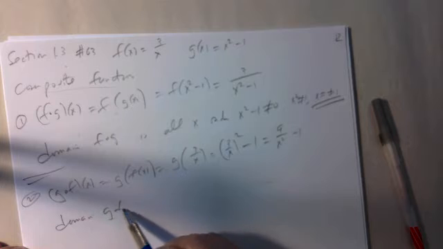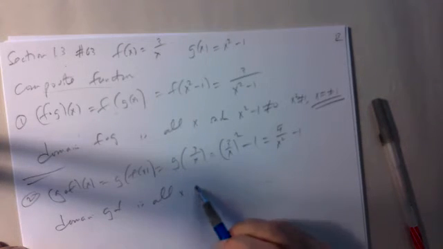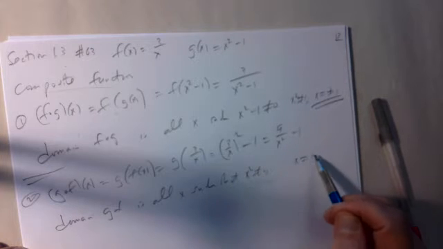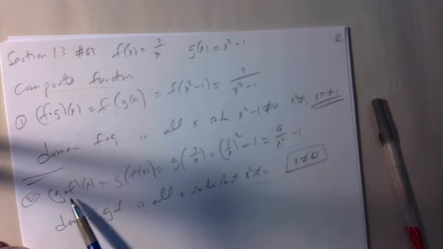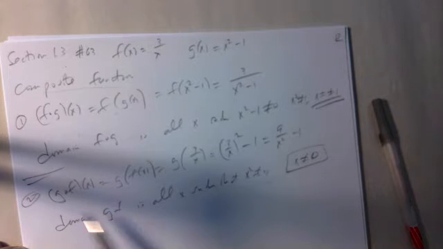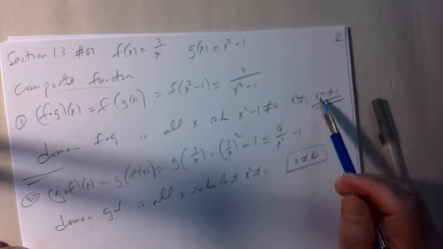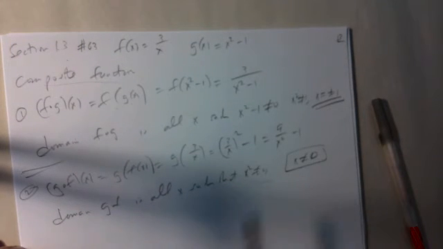So the domain of g composed with f is all x such that x squared is not 0, which means simply x is not 0. So for the function g composed with f, the domain is all non-zero x. For the function f composed with g, it's all x except plus 1 and minus 1. And that's because when you compose two functions, the order in which you compose them makes a difference. Right?